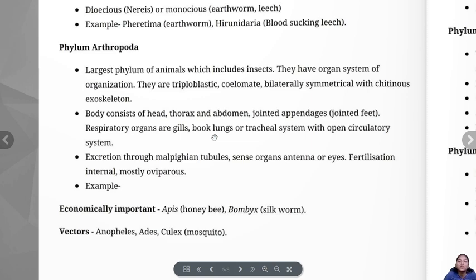So they have an exoskeleton or the covering which is made up of chitin. The body consists of head, thorax and abdomen, and they have jointed appendages or the jointed foot. So now slowly we see that the body of the organisms is also becoming well differentiated. That is the body in these arthropods is divided into head, thorax and the abdomen.